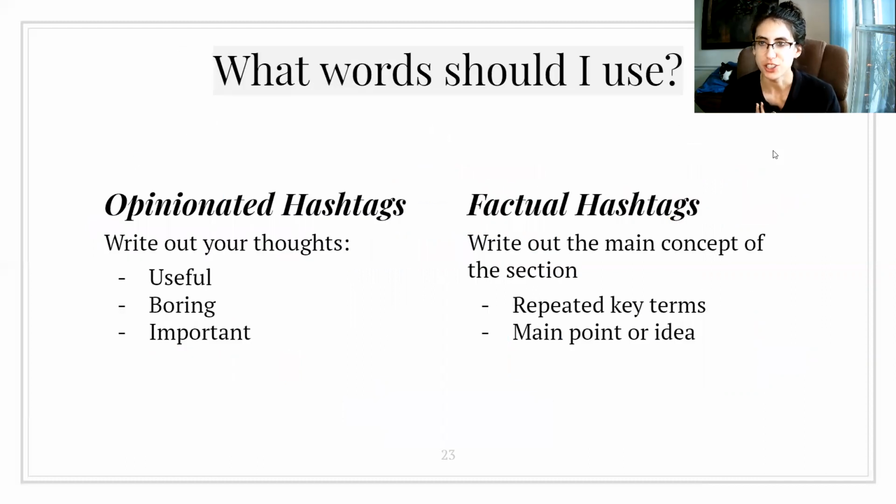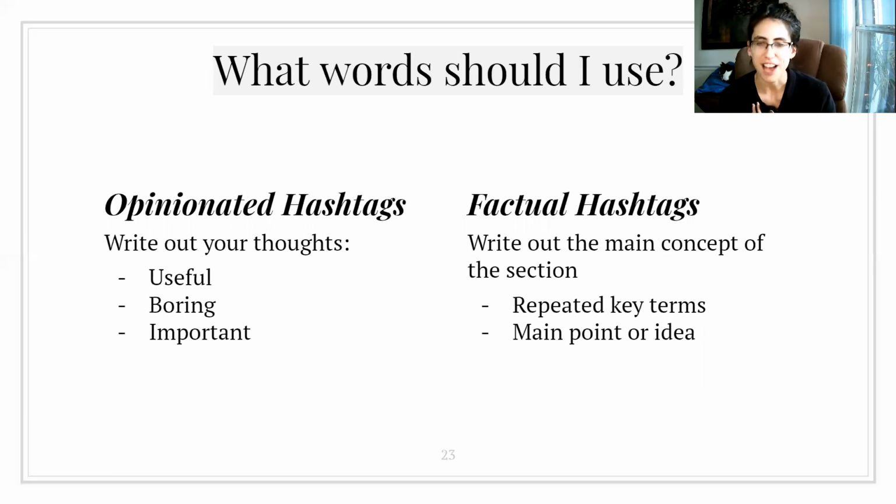So what words should I use? If you would like to create hashtags, I recommend using two different types. First off, opinionated, and then second, factual. The opinionated ones are just going to be your thoughts on it, how you felt about the article. You know, was it useful? Was it boring? Was it just like, I don't understand what they're saying, this is complicated? Or just, you know, you'll have opinions. You'll start to get ideas on articles.